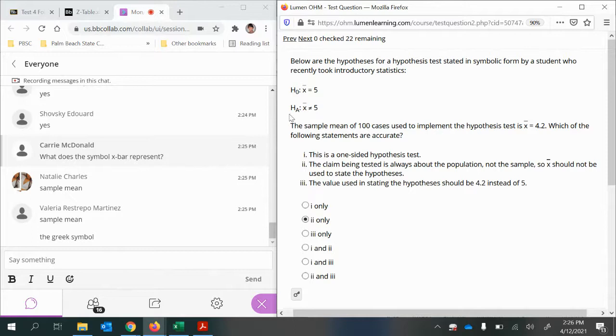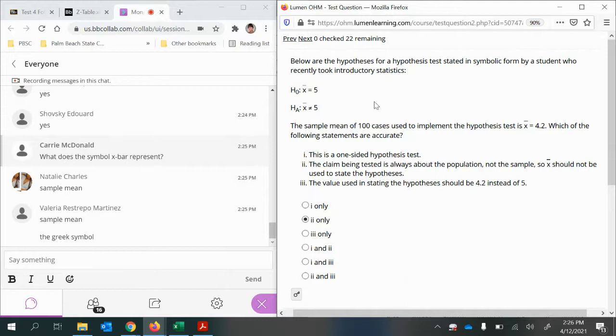population mean. Now we're doing a hypothesis test. We're not going to make a claim about the sample. Who cares? We have all the sample data in front of us. There's no reason for us to make a hypothesis about the sample mean because we have it right there in front of us. We know exactly what it is.